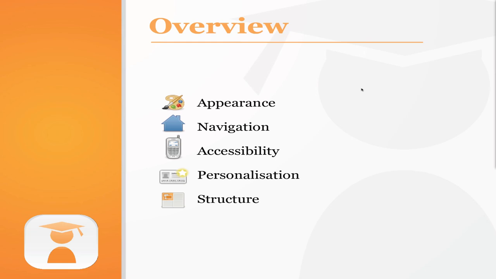So, Ian, it might be a good time to push that poll out, and we'll get our attendees thinking from the get-go. As far as what might be the top priority for your school as far as the learning management system's concerned. So we'll see on screen in a short bit, options that relate to appearance, navigation, accessibility, personalisation and structure. If you're not sure what your school's priority might be, perhaps have an educated guess.